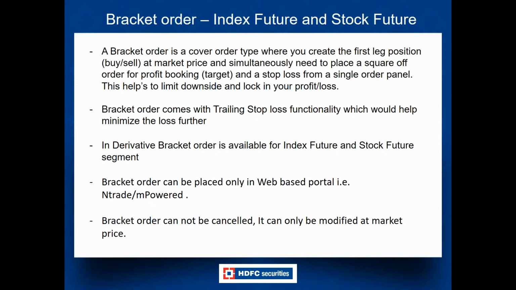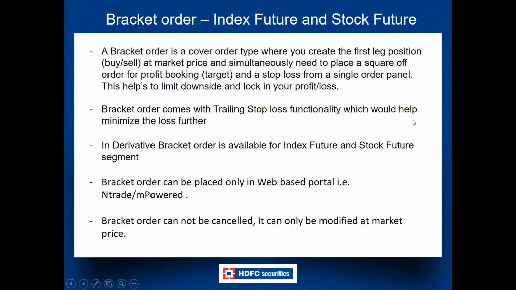Bracket order also comes with a trailing stop loss functionality, which can help you minimize the loss further. In derivatives right now, bracket order is only available for index futures and stock futures segment. Bracket orders can be placed only in the web-based portals, that is N-Trade and Empowered. And a bracket order once placed cannot be cancelled, it can only be modified. It can only be modified at market price.